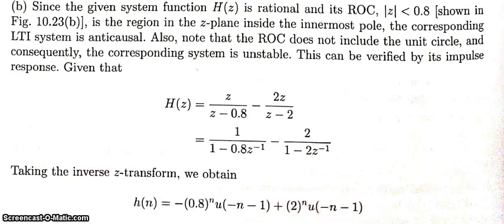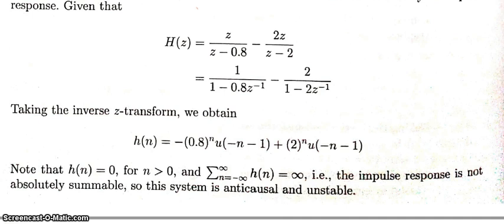Okay, and if you observe, this system h of n is 0 for n greater than 0, and summation n equal to minus infinity to infinity, h of n is infinity. That is, the impulse response is not absolutely summable. Therefore, the given system is anti-causal and unstable.